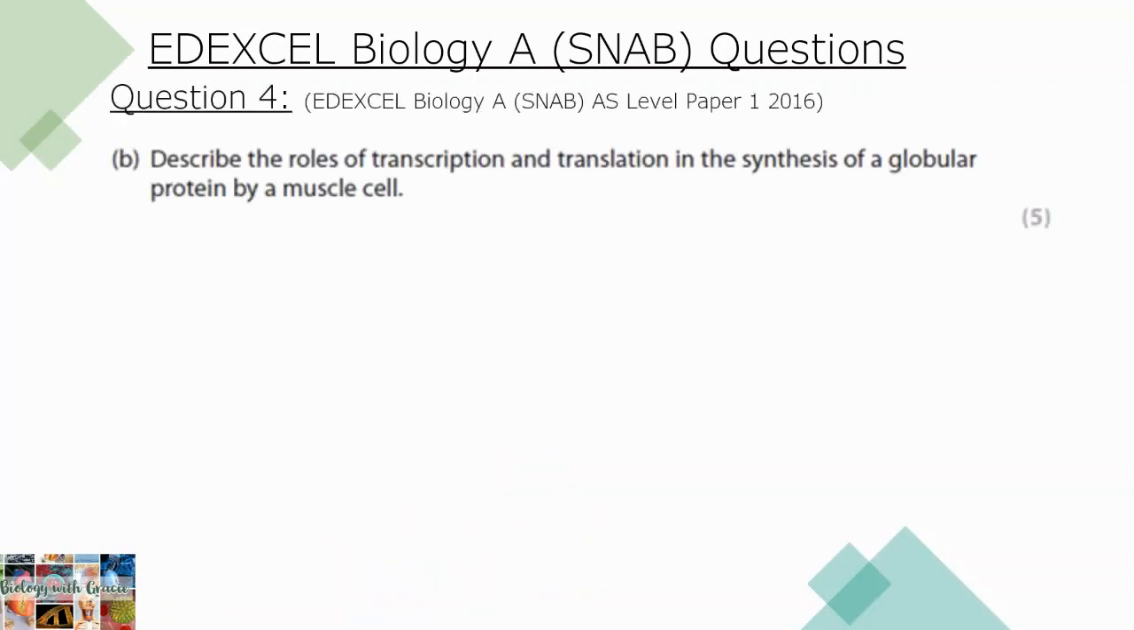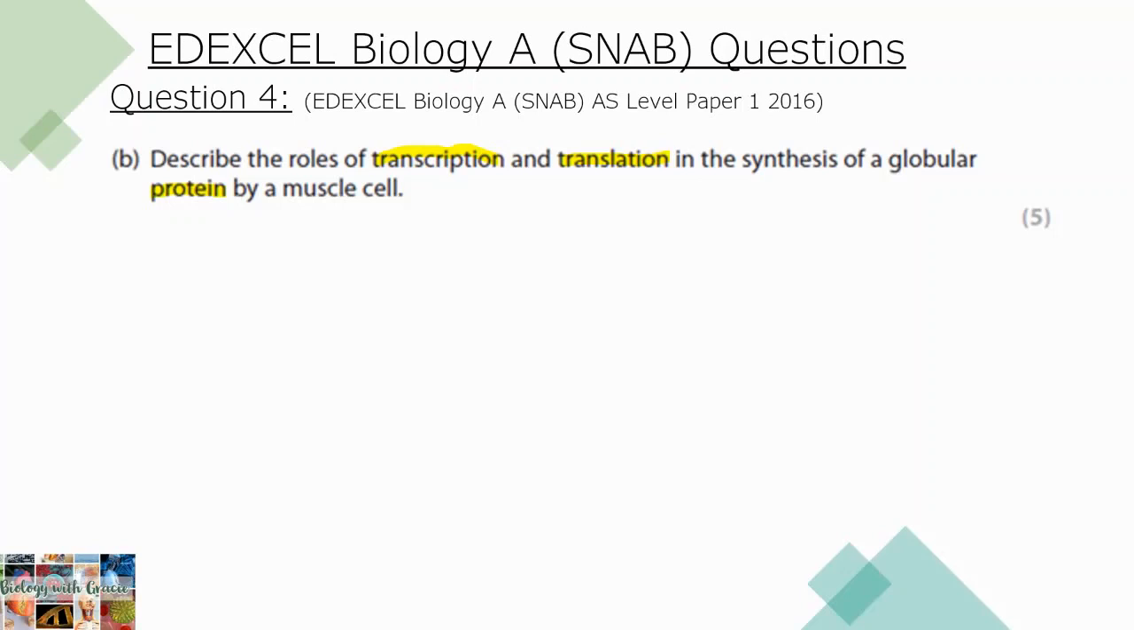Question 4. Describe the roles of transcription and translation in the synthesis of a globular protein by a muscle cell. So this question is basically asking us to describe protein synthesis, however we do need to link it to the specific protein. So just highlight the keywords here. So we know that protein synthesis begins with transcription. So transcription obviously begins with the gene or the sequence of DNA being transcribed. However, we need to say that in fact it's the gene for this protein that is transcribed. So that is where you need to be specific.